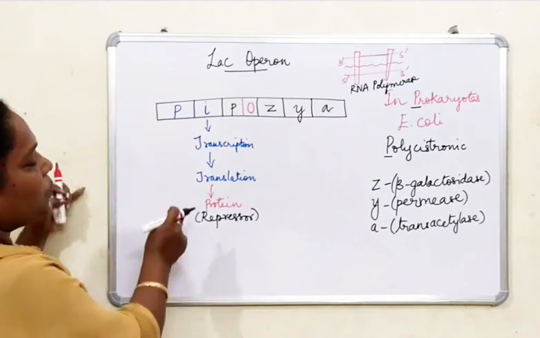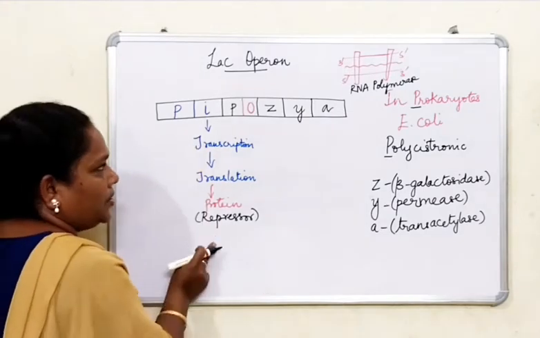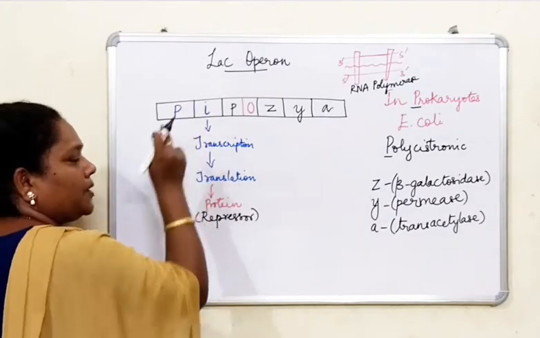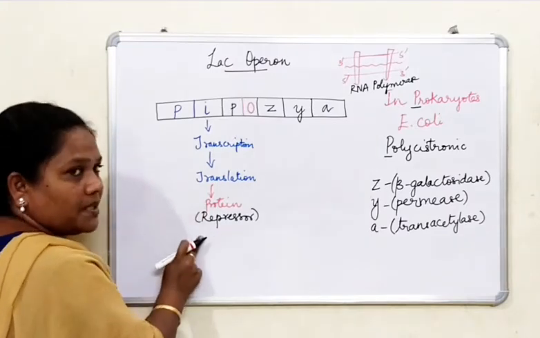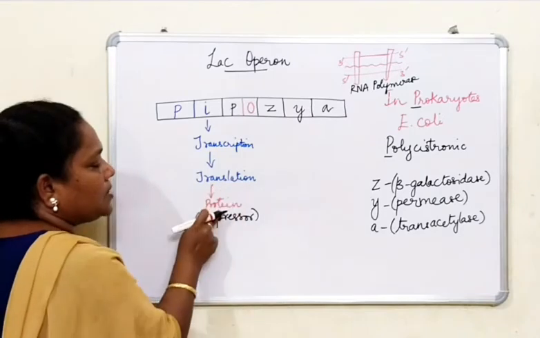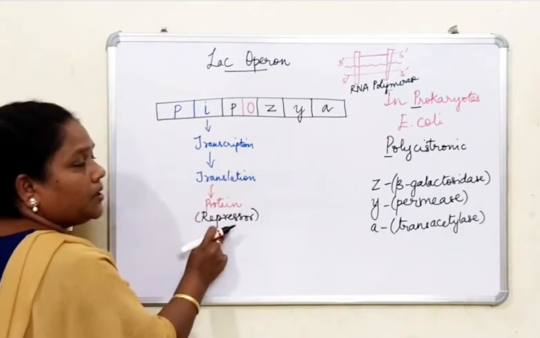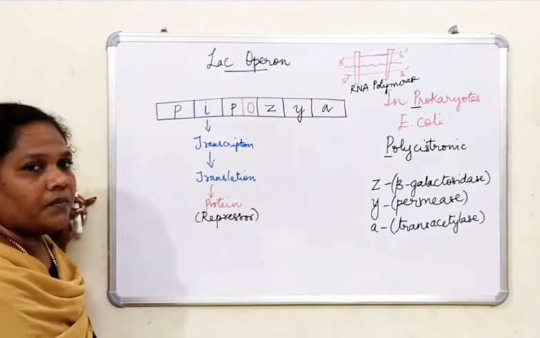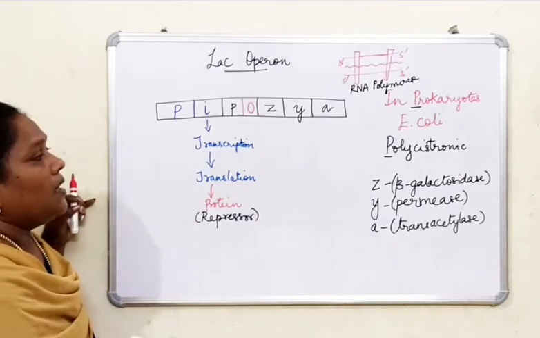Now, we have learned that this I gene codes for a particular protein. If the protein has to be synthesized, what should take place here? Transcription, then translation, then protein synthesis. That protein, what do you call it? Repressor protein. Understood?